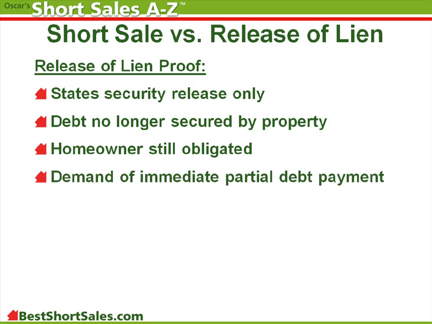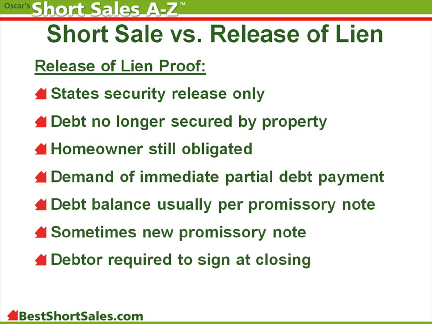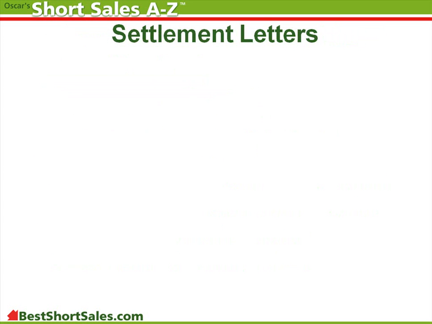Typically, the creditor demands a specific lump sum as immediate partial debt payment. The balance of the debt is typically to be paid as per the original promissory note terms. Sometimes a new promissory note is drafted. Homeowners are always required to sign and return the release of lien settlement letter at closing. To better understand how short payoffs are presented, let's analyze the following settlement letters.